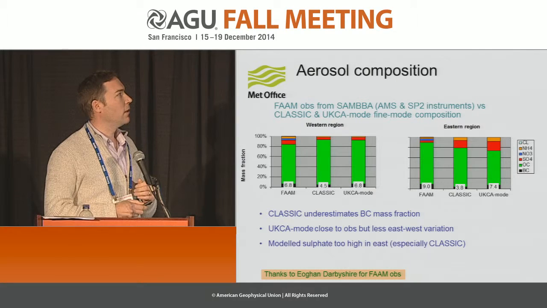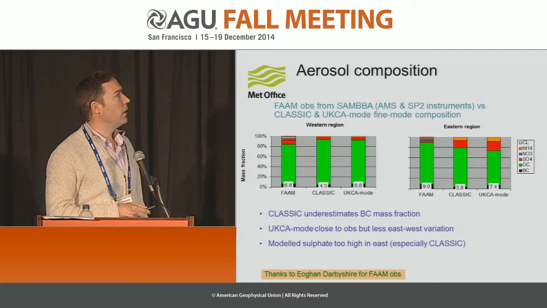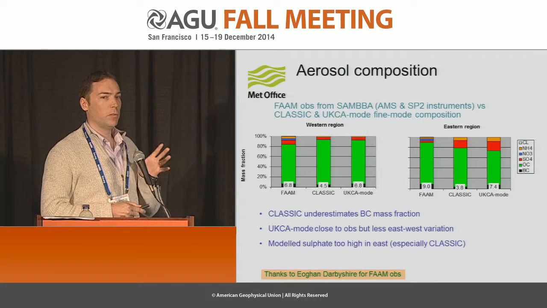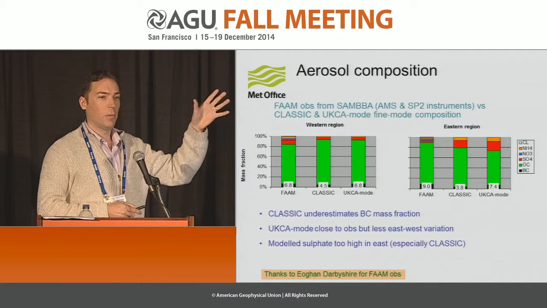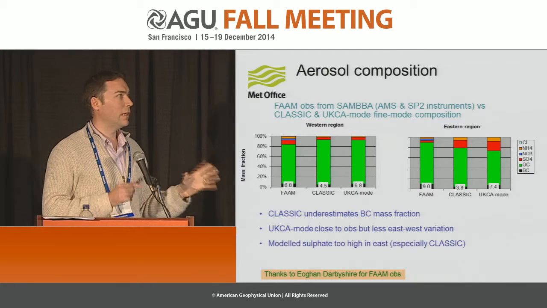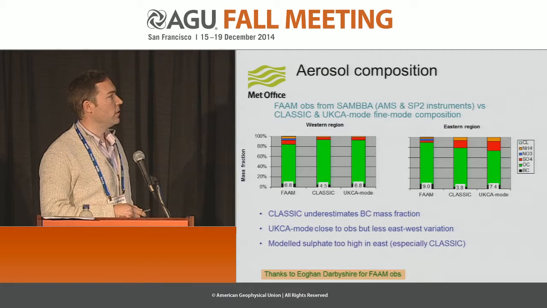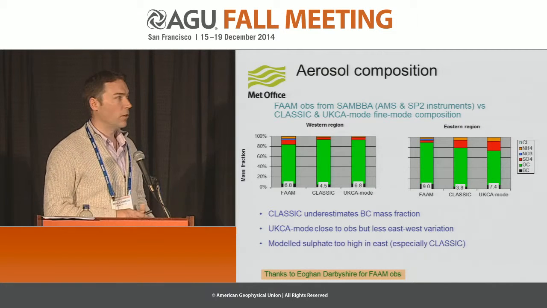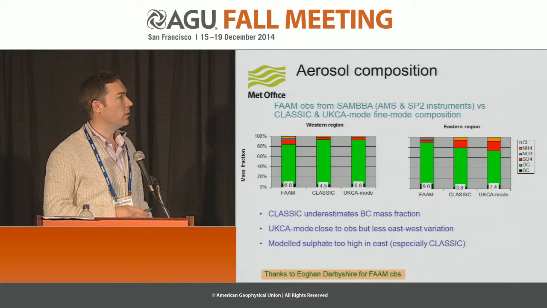Next, I'm looking at the aerosol composition. This is taking data from the FAAM aircraft, from the aerosol mass spectrometer and the SP2 instrument, and I'm comparing it against these two models. I've made a split between the western and eastern region, and as Will pointed out, you had higher black carbon contents in the eastern region, a slightly different composition. The first thing to notice is that organic carbon strongly dominates the aerosol in both the observations and the model. There's very, very little of the anthropogenic type aerosol in comparison.